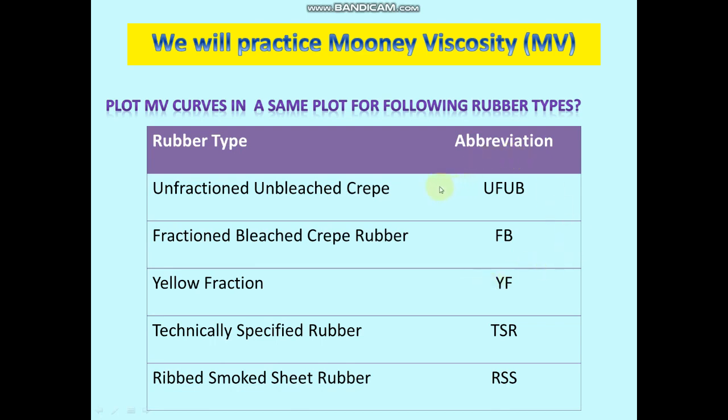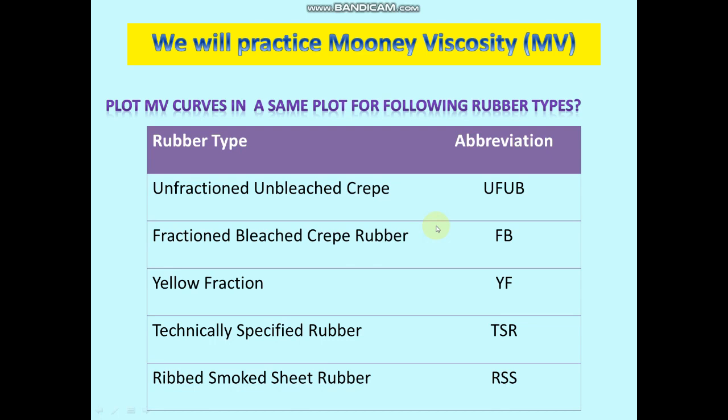Here you may see five different types of rubbers are given: unfractioned unbleached crepe rubber, fraction bleached crepe rubber, yellow fraction, and technically specified rubber. Finally, the ribbed smoked sheet rubber. So here are the abbreviations.